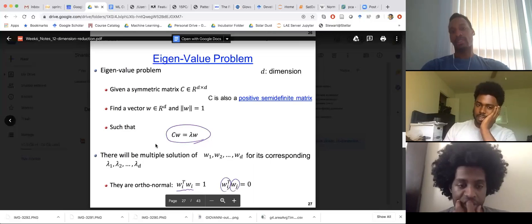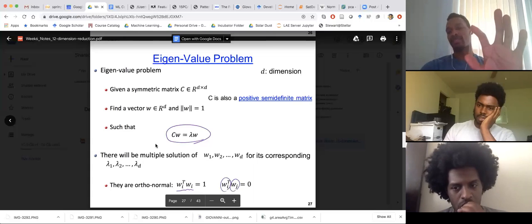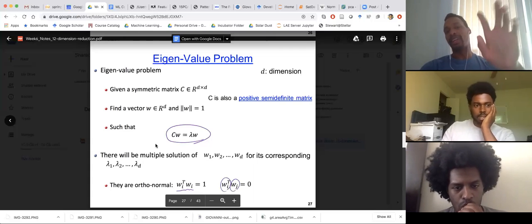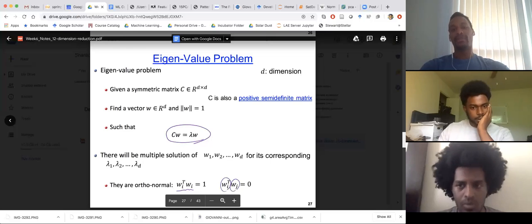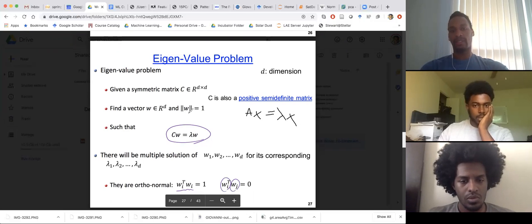Yeah, exactly. In this case, we're going to add an additional constraint to our x in that Ax equals lambda x problem. I'm just going to say A is equal to C and x is equal to w. So we're adding an additional constraint that w is normalized, that the norm of w is equal to 1. Exactly. Okay, and that's it.